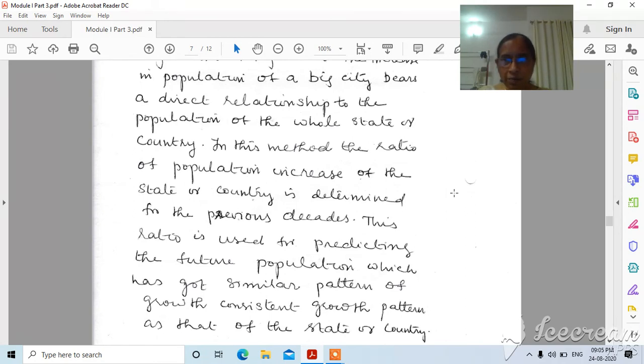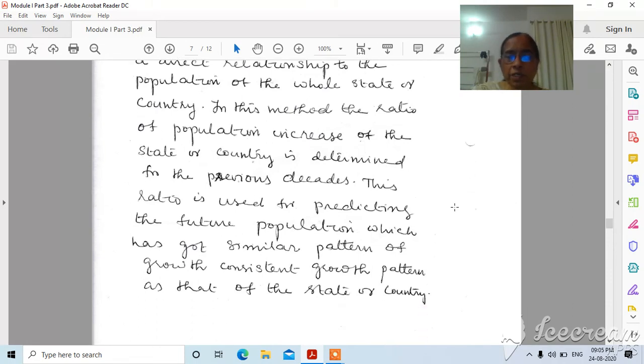When there is no data for the city, we can just assume that the population of the state is directly proportional to our city population. So you take the previous decadal population of the state, then you calculate the percentage increase of the state population, then the same value you adopt for the city population, and you can calculate the increase or decrease in the population. That is the ratio correlation method.